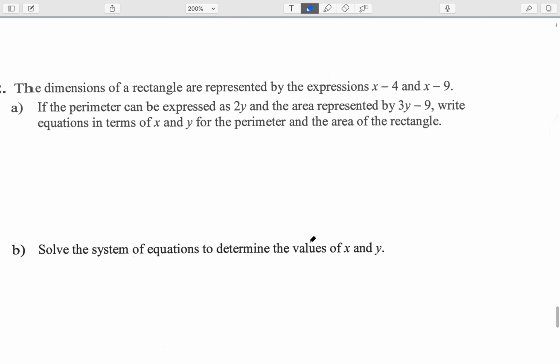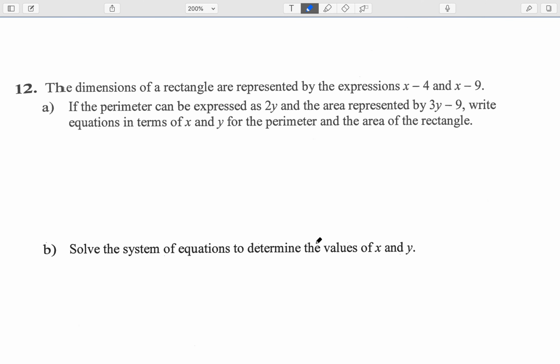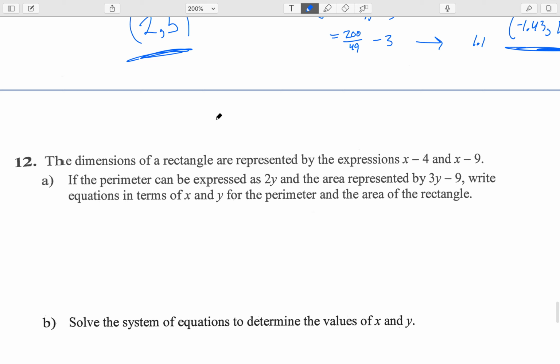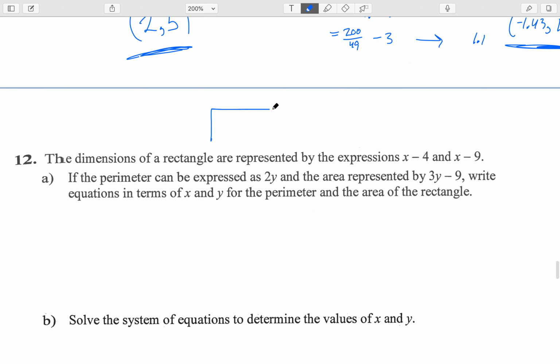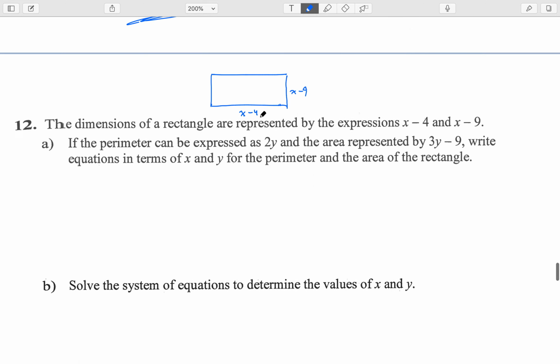Let's see the last page here. It says the dimensions of a rectangle are represented by x minus 4 and x minus 9. So in other words, this thing's a rectangle, right? This is x minus 4. This is x minus 9. I don't know what they are, right? It doesn't really matter which order you put them in, but I'm going to put them there.